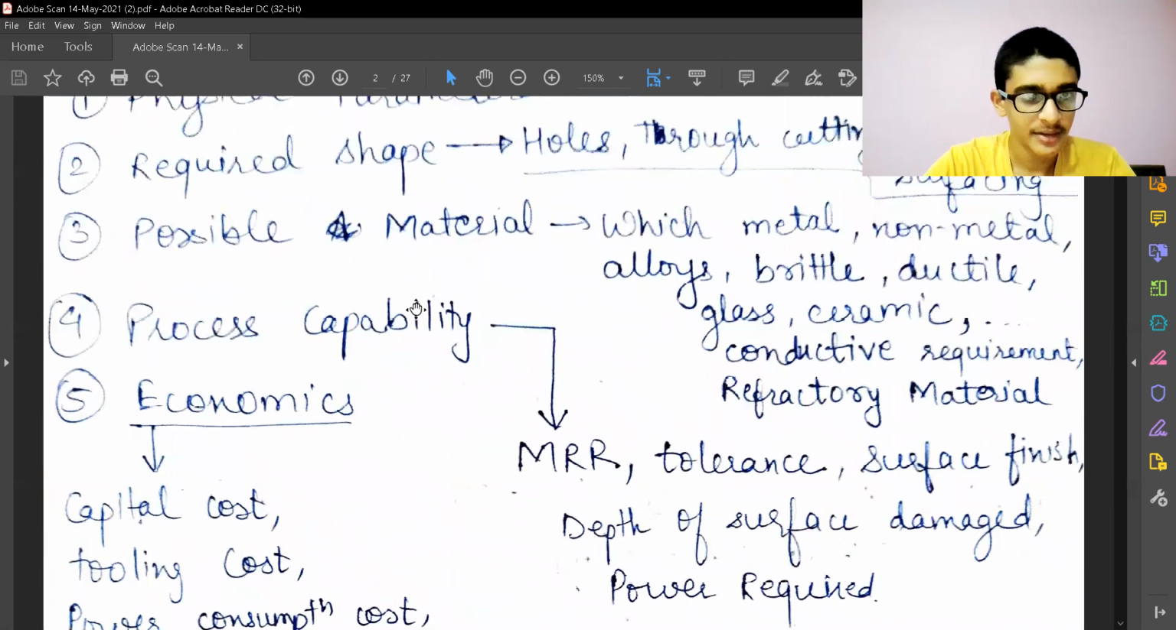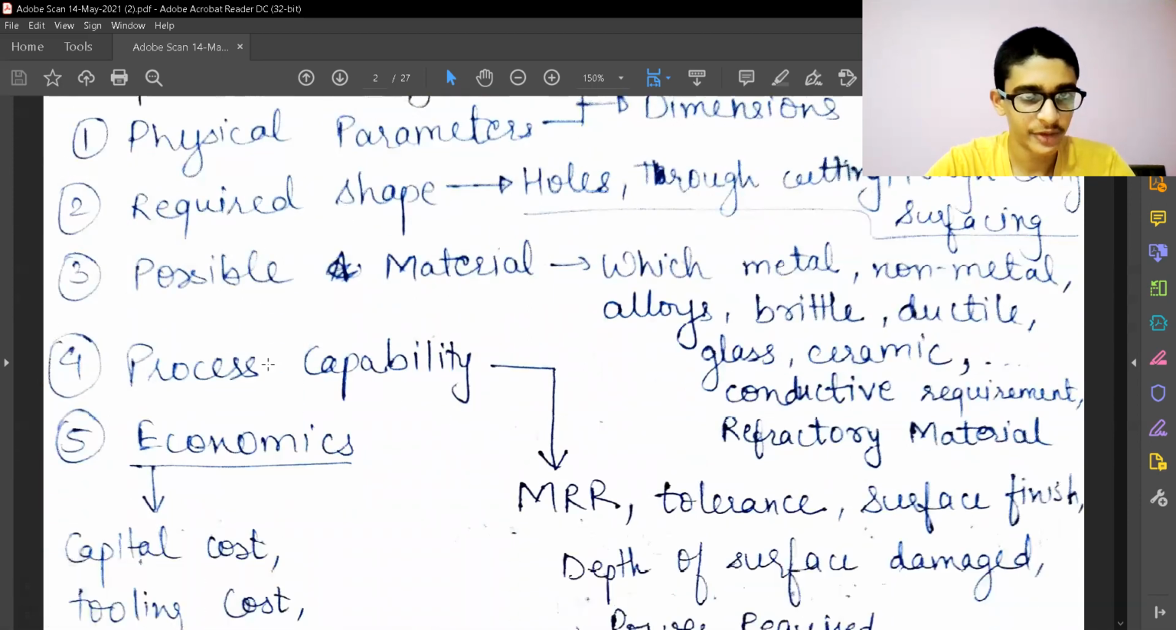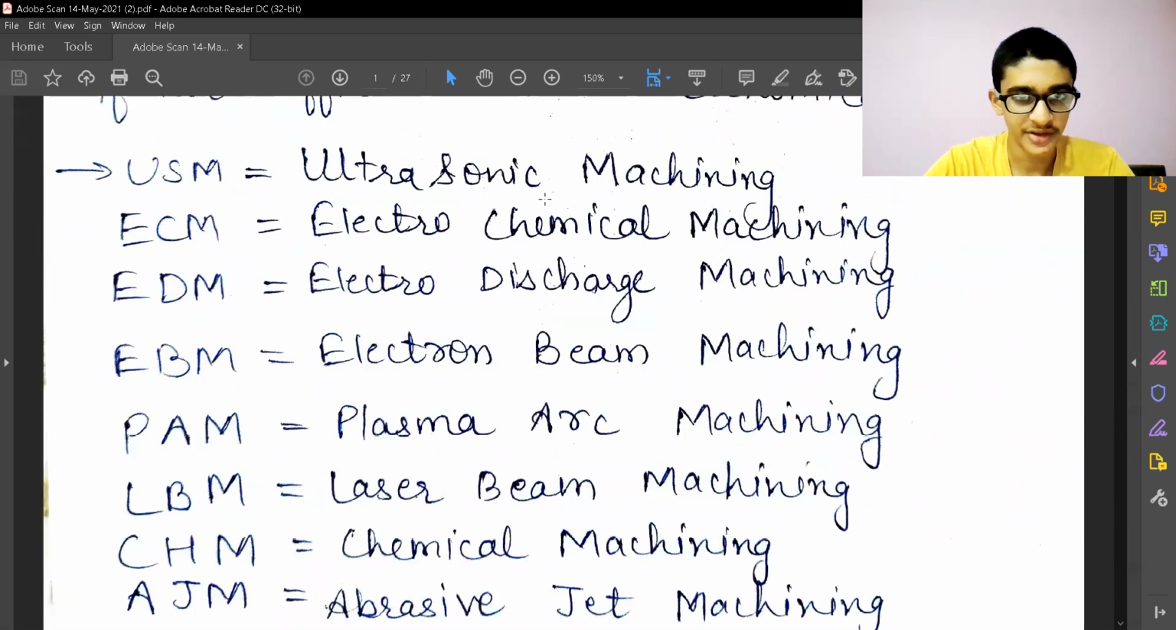So these were the comparative analysis done for different kinds of machining processes, and these are the different unconventional machining processes.